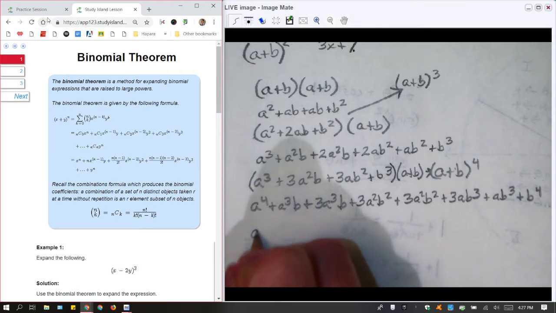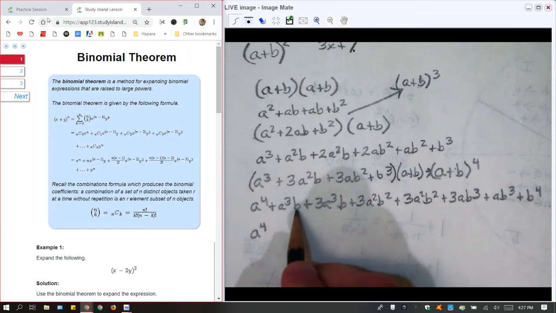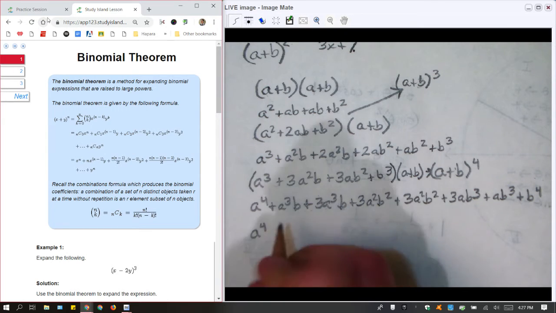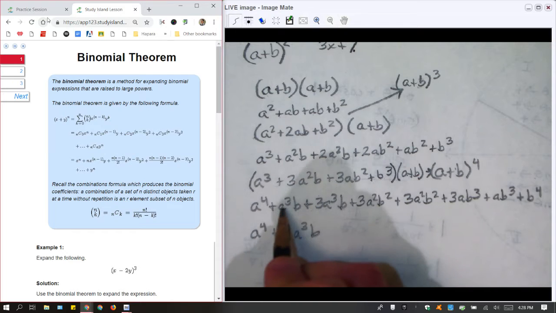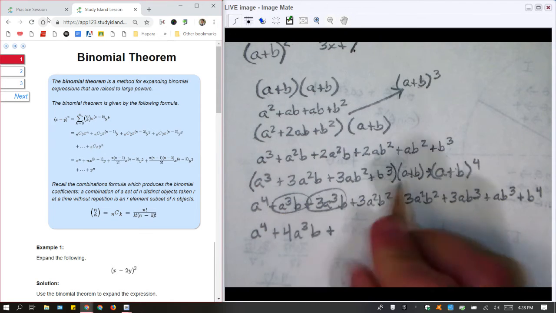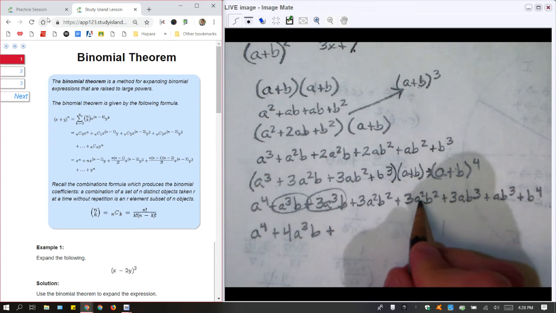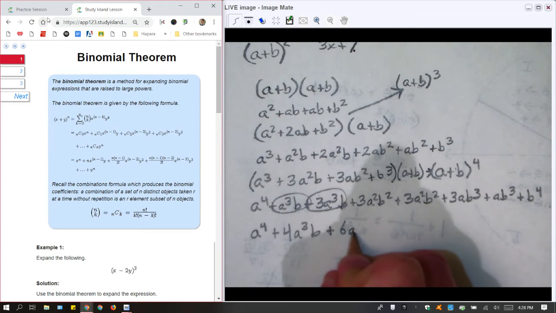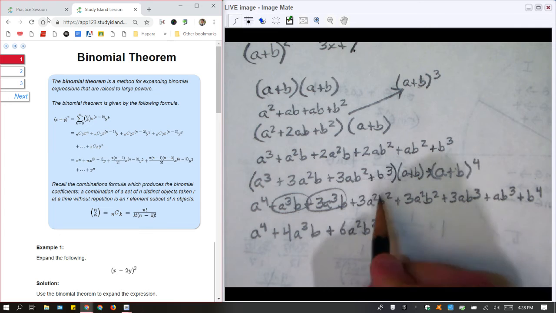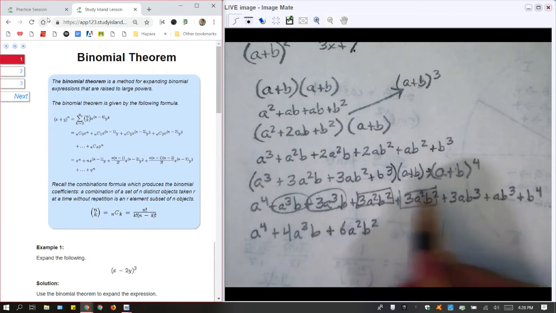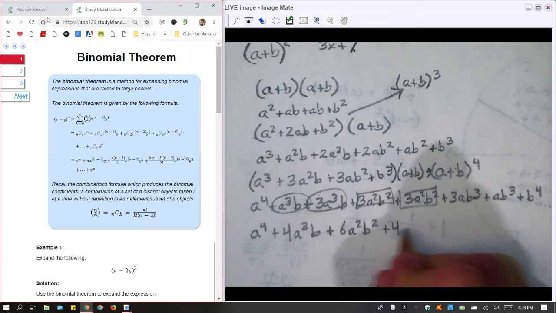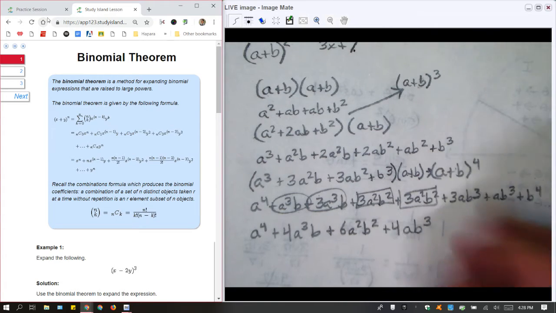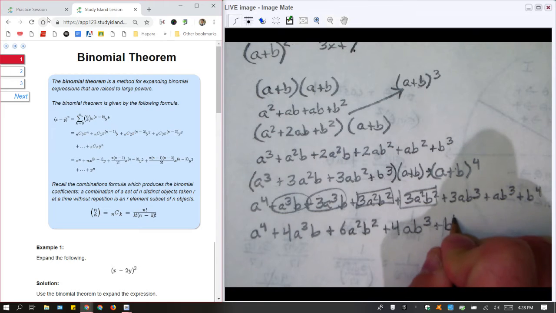A to the fourth power is just a to the fourth power. A cubed b plus 3a cubed b is 4a cubed b. So plus 4a cubed b. So that's this term and this term. Plus we have 3a squared b squared plus another 3a squared b squared. So that's plus 6a squared b squared. So that's these ones put together. And then we have 3ab cubed plus ab cubed is 4ab cubed. And then lastly, we have plus b to the fourth power.